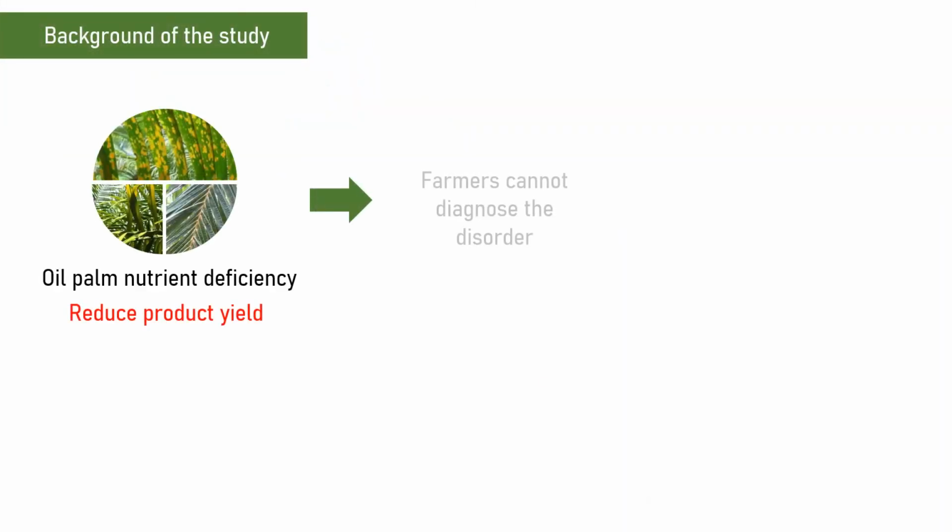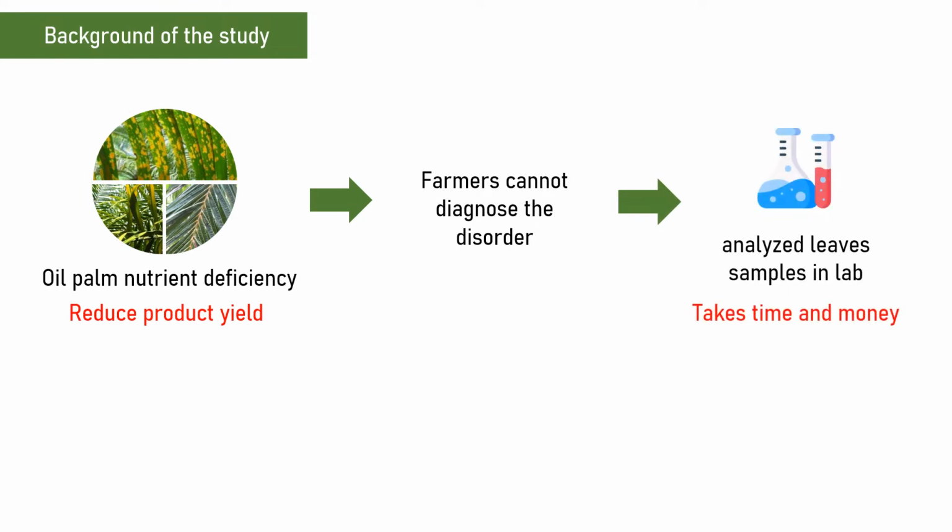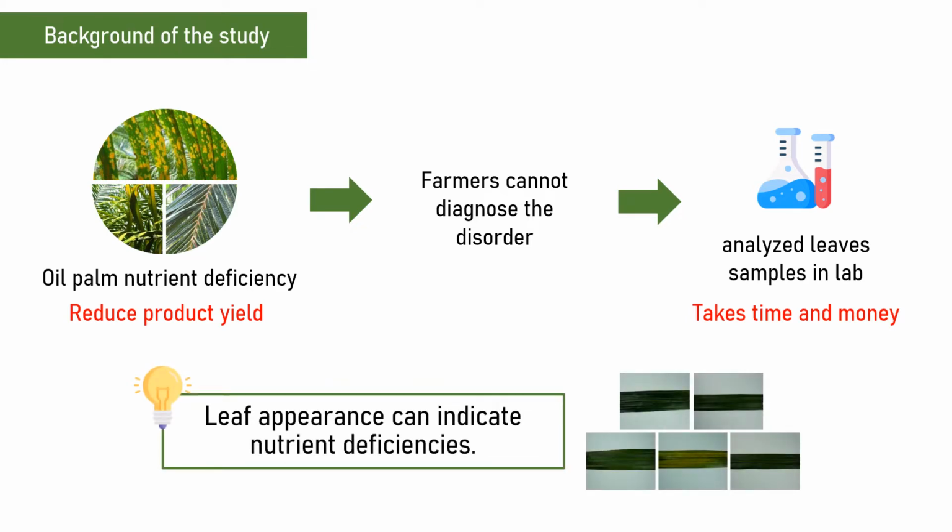For the background of the study, oil palm nutrient deficiency can reduce the product yield, but normally the oil palm farmers cannot diagnose the disorder by themselves, so they have to send leaf samples to analyze in a lab, which takes time and money. However, there are relationships between leaf characteristics and nutrient content inside, so our project wants to use leaf appearance to indicate the nutrient deficiency.